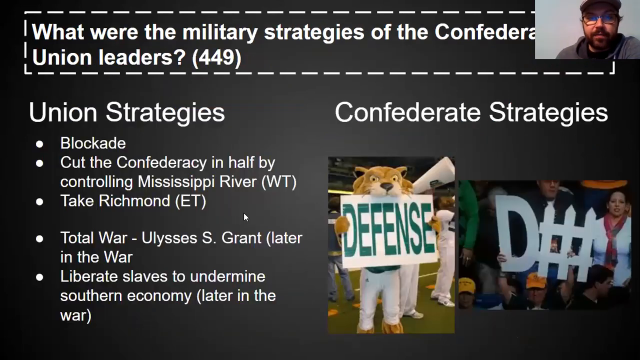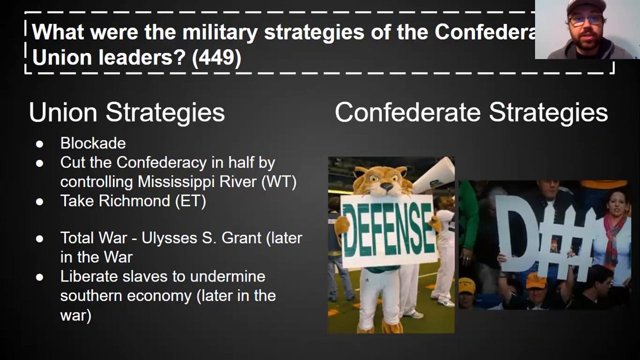But anyway, that's where we left off. That's the strategy of the Union at the beginning of the war. As the war goes on, the realities of the war are going to change the Union strategy. Eventually, Lincoln is going to find the right general.